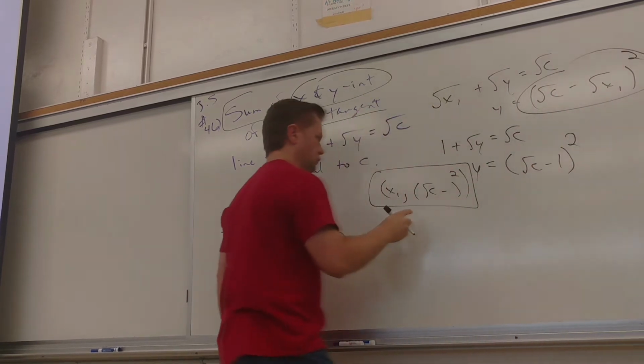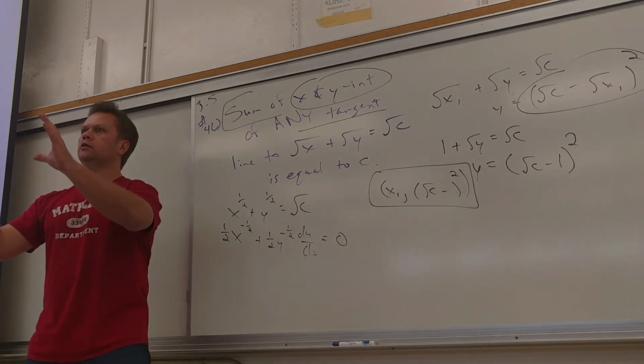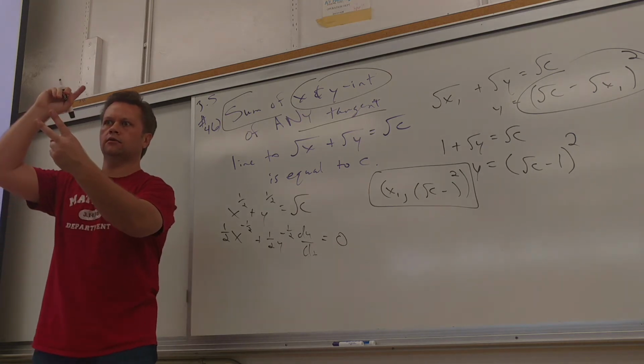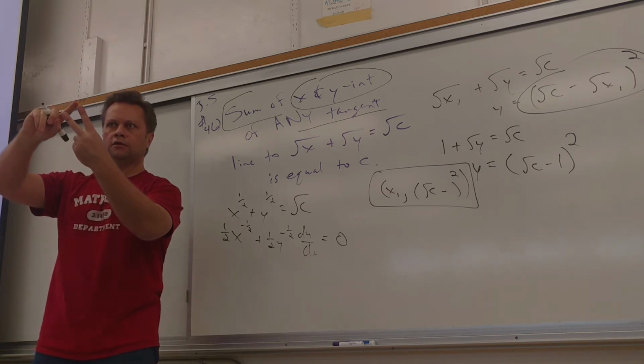So that is what would be here. That would be the point you're interested in. So I got a point. I need the what to get the equation of the line? Point and the slope.